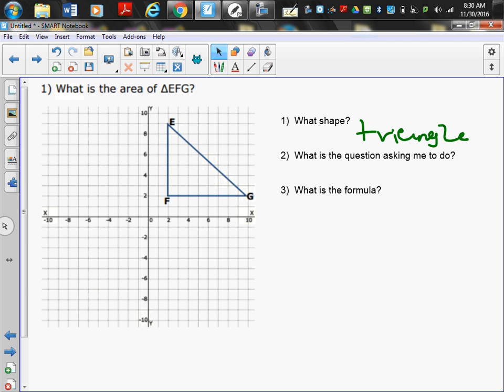Second question. What's it asking me to do? What question is this asking?